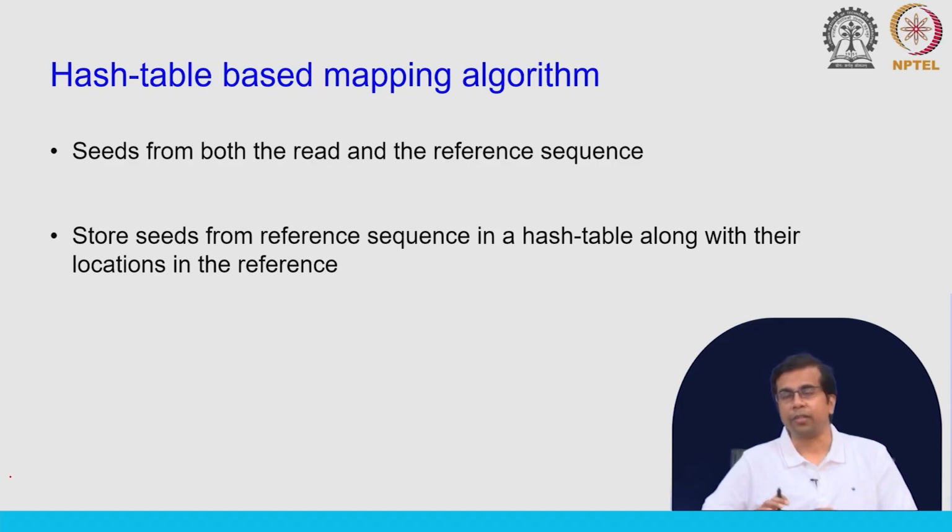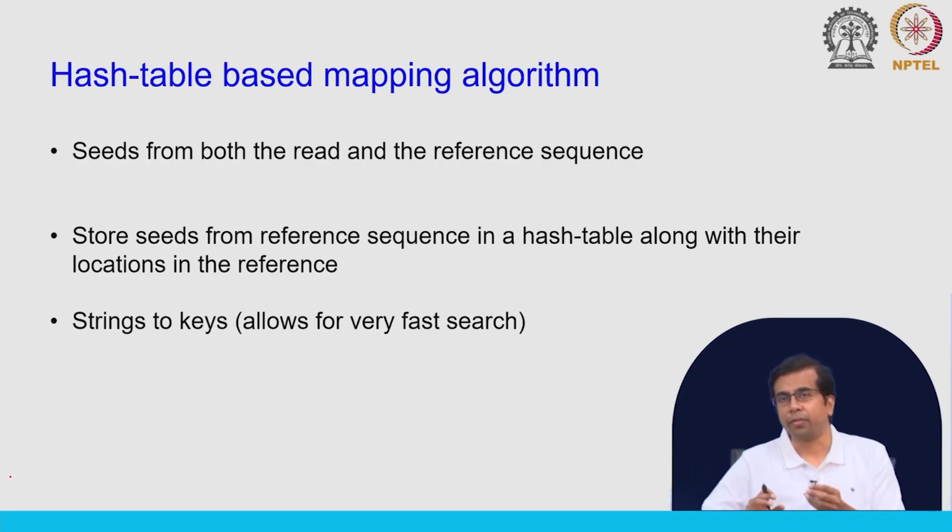Once you have built these seeds for the reference sequence, we store them in a hash table along with their locations in the reference. We will take an example to understand how this is done, and I will also describe what a hash table is. What the hash table does is convert these strings or substrings to something called keys, and for each key there will be a value, which is the location. This is a data structure, and the moment you do this, it allows for very fast search. You can very quickly look up the hash table.